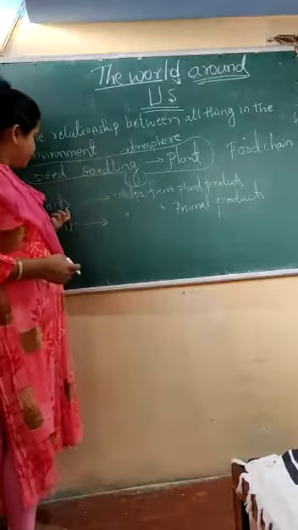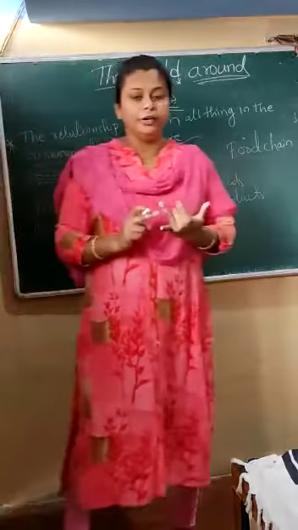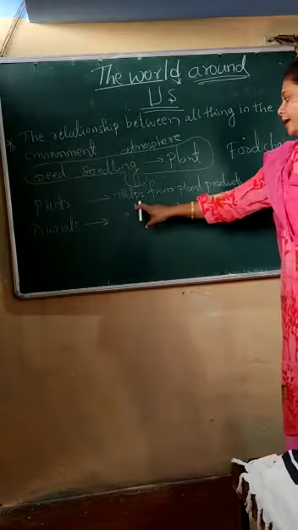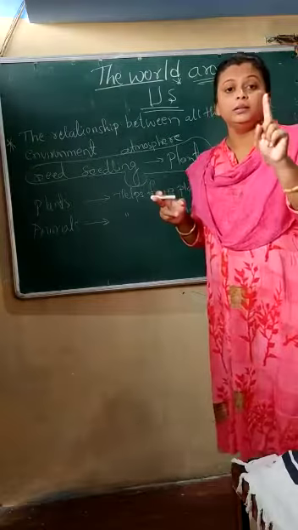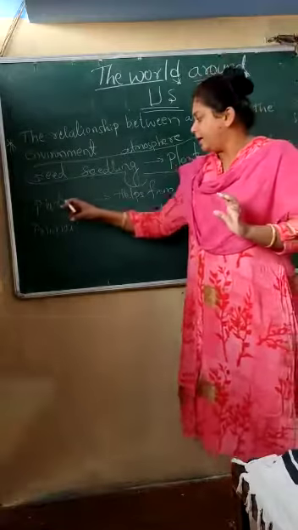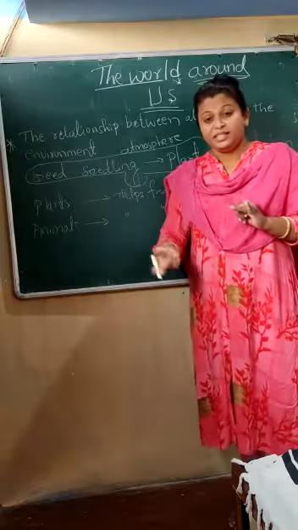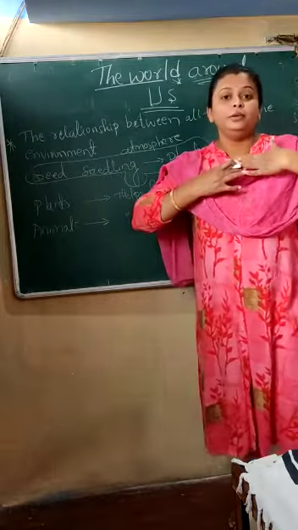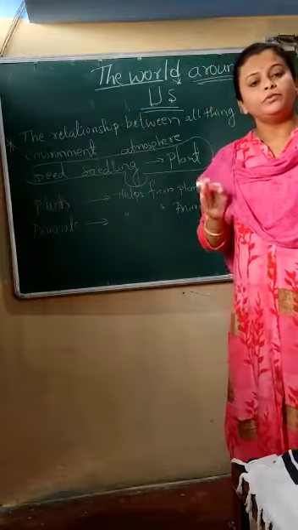Next we can see the relationship between plants and the other things in our nature. Plants help in a variety of things. In nature, plants give maximum help to the other things, including human beings, other animals, birds, insects, small animals, big animals, all kinds of living things. The plants are the food source. We all eat food from plants.